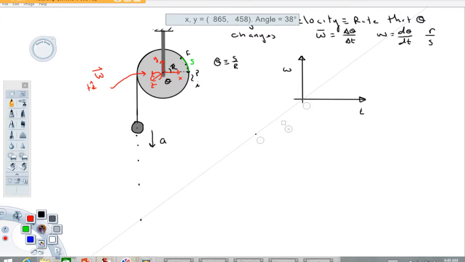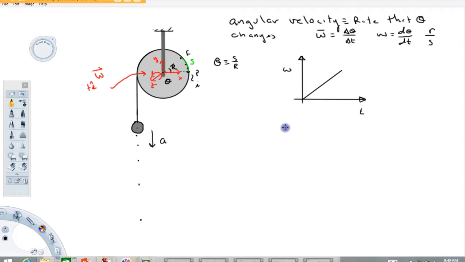Now, you'll notice here that my angular velocity is changing, and anytime we have something that's changing, we can define a rate of change for it. And the rate at which your angular velocity changes is called angular acceleration. I like to define it like this. Angular acceleration is defined as the rate that your angular velocity, I'm just going to put omega here, changes.